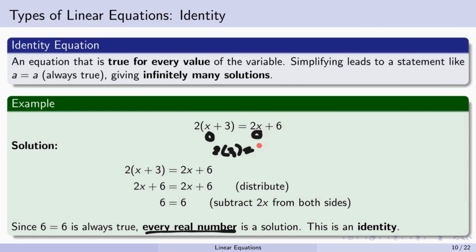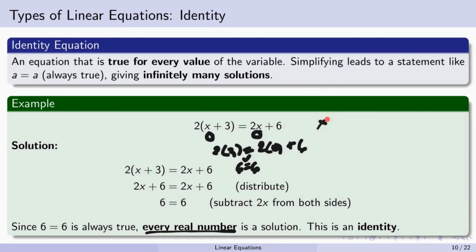2 times 0 plus 6. 2 times 3 is equal to 6. And 2 times 0 is equal to 6 as well. So this is true. It means that x can be 0.